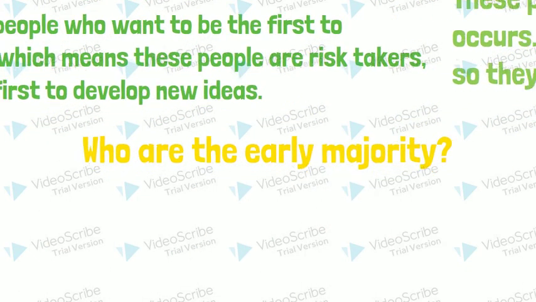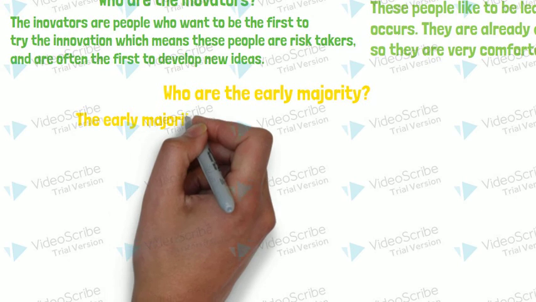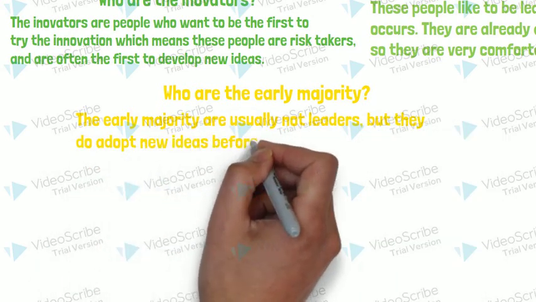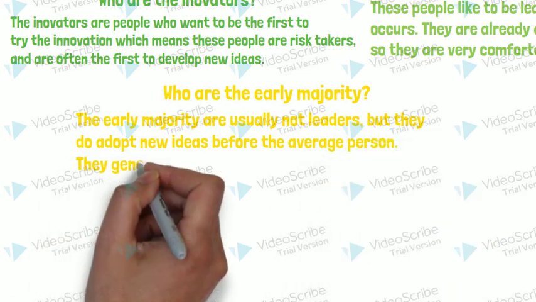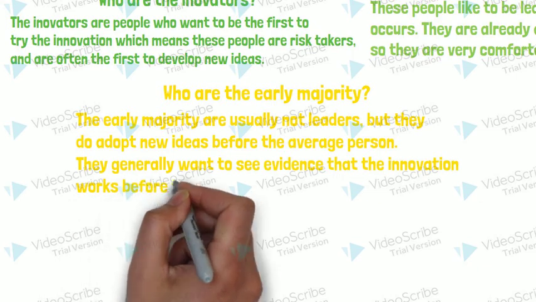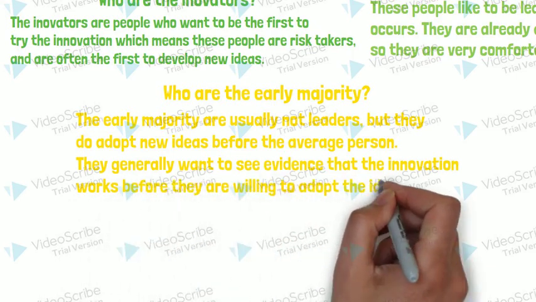Who are the early majority? The early majority are usually not leaders, but they adopt new ideas before the average person. Generally, they want to see evidence that the innovation works before they are willing to adopt the ideas.